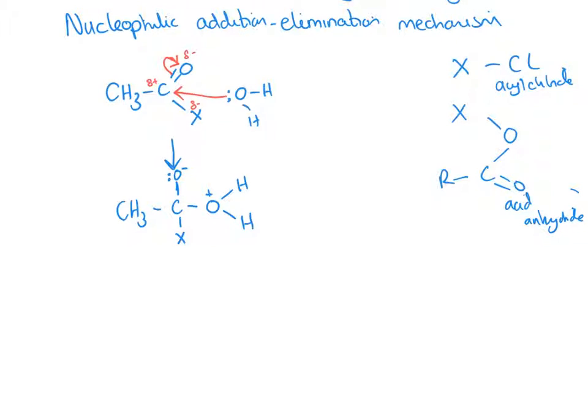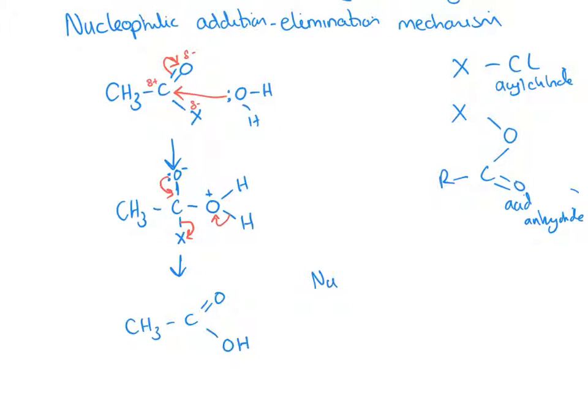So this has now got to resolve itself. So first thing is, this is going to leave. And at the same time, those electrons are going to come back down to form the double bond. One of these bonds will break to get rid of that positive charge. And we've now made a carboxylic acid. So that's the basic nucleophilic addition-elimination reaction.